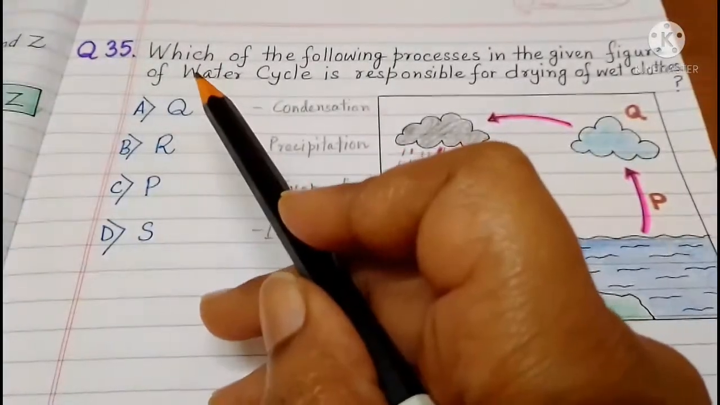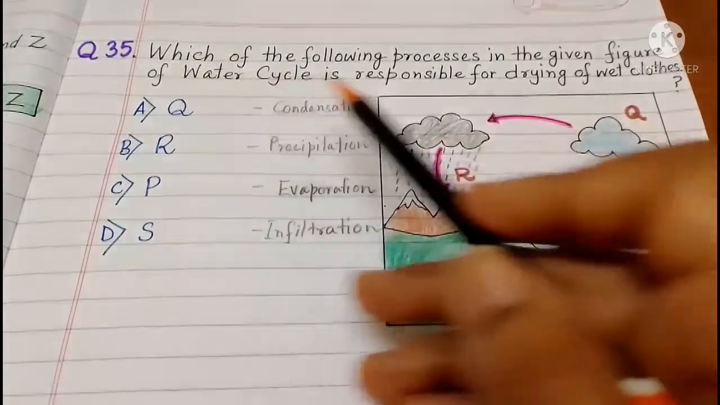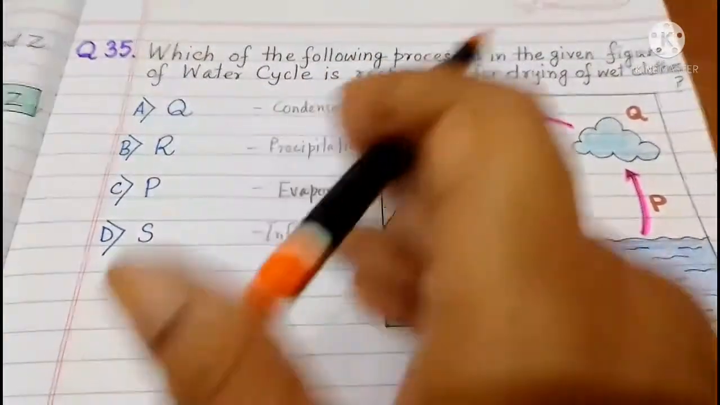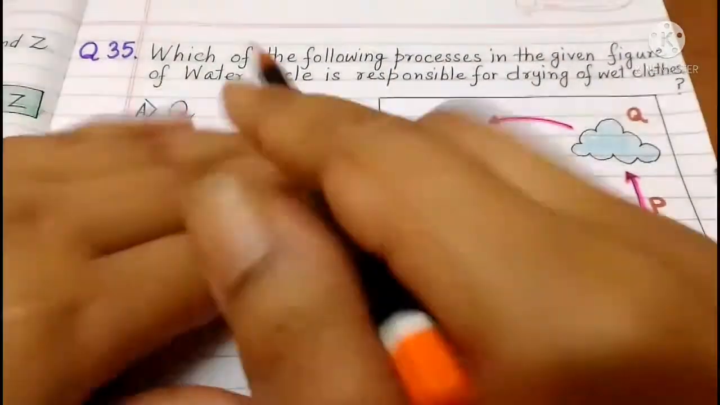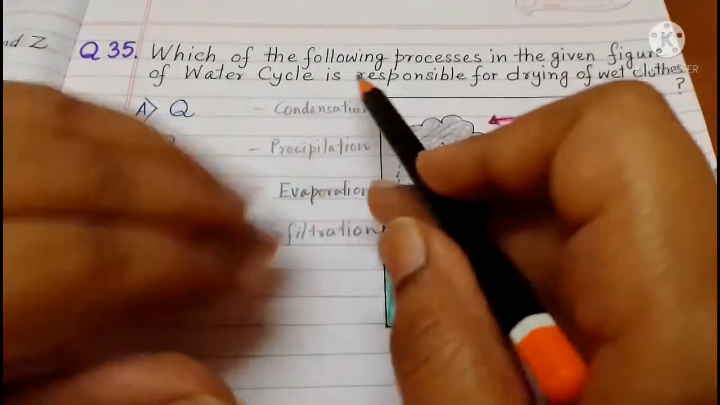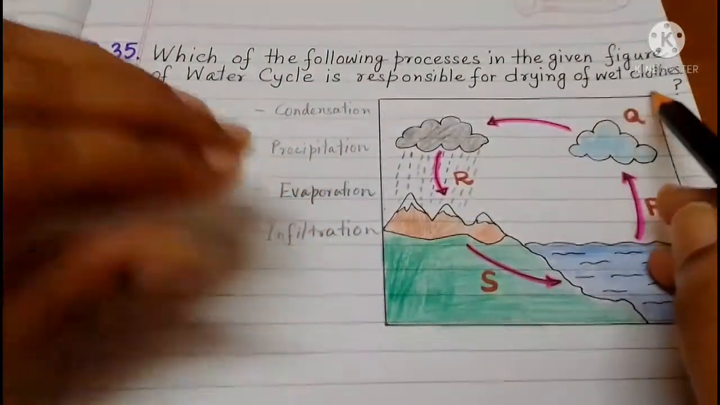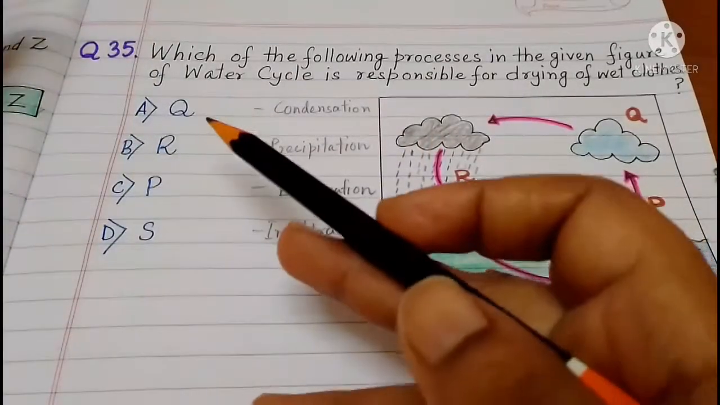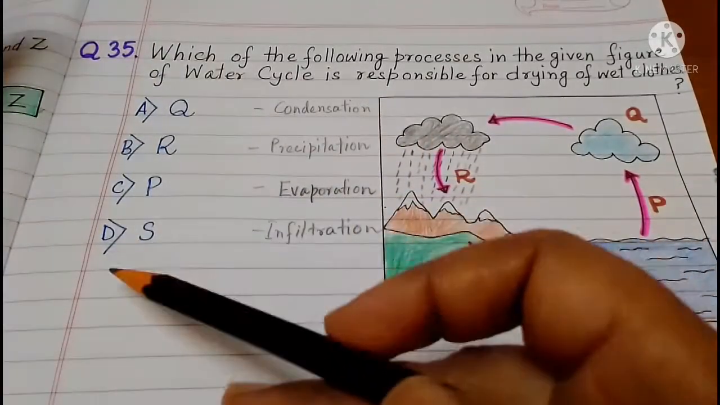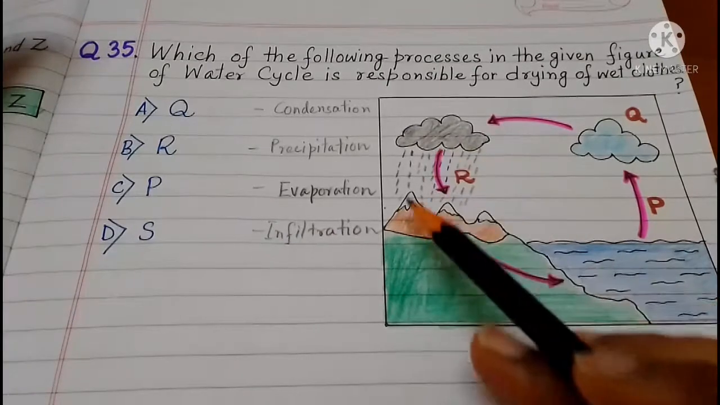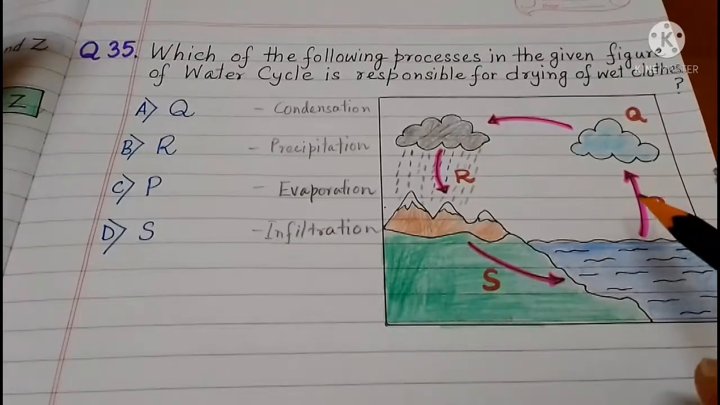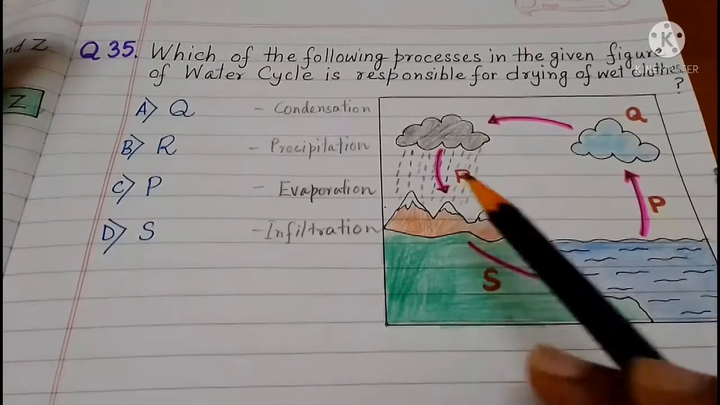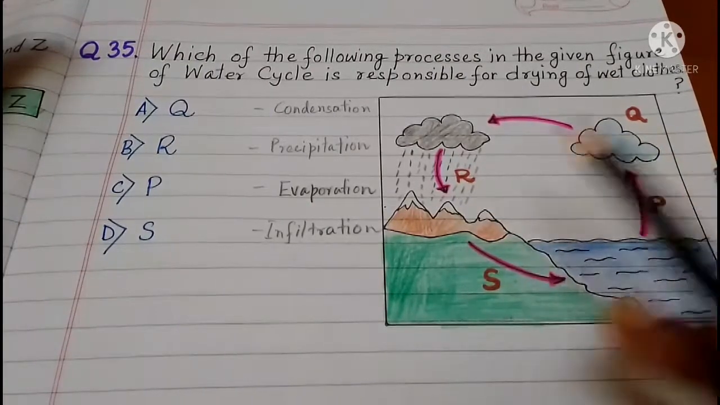Question 35, the last question. Which of the following processes in the given figure of water cycle is responsible for drying wet clothes? This is the figure, and they are giving some options: Q, R, P, S. Now in this diagram also they have named this phenomenon. What is happening here is being named by these letters P, Q, R, S.